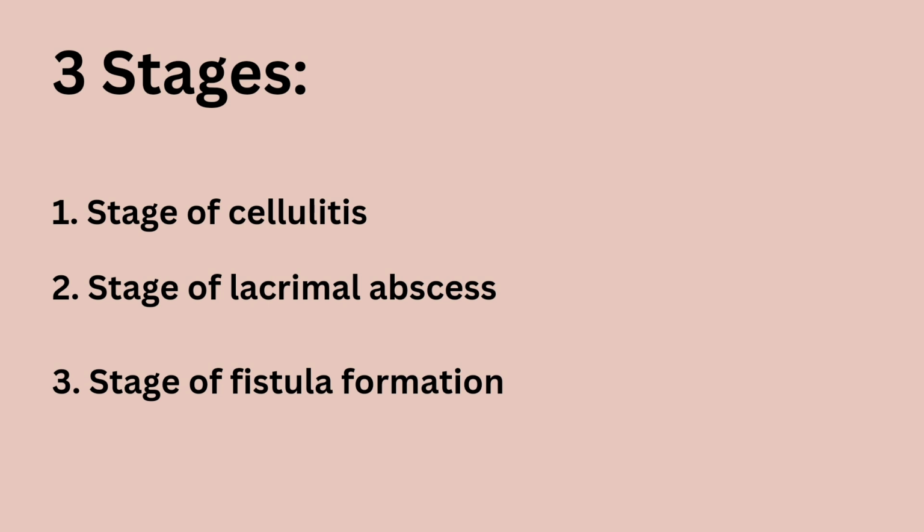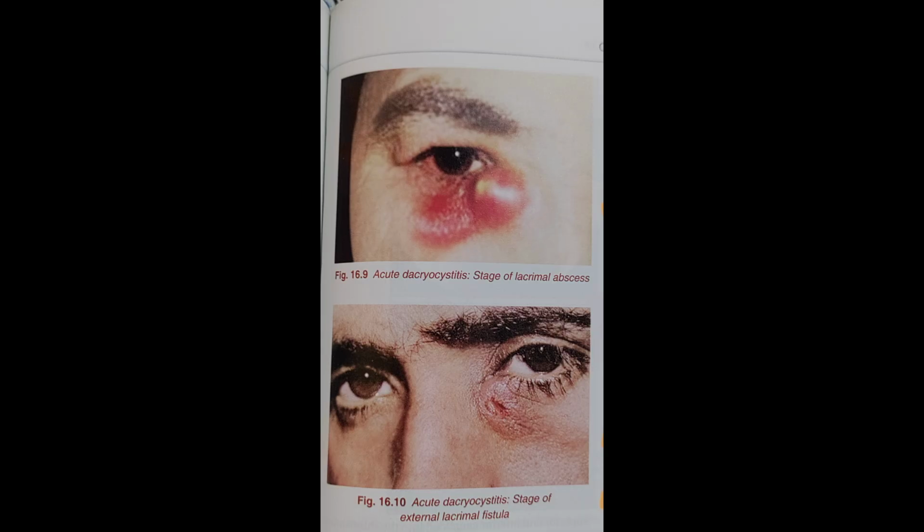Remember friends that the lacrimal abscess usually points below and to the outer side of the sac because of gravity and the presence of medial palpebral ligament in the upper part. This picture shows the second and the third stage of acute dacryocystitis, that is the stage of lacrimal abscess being the first one and the stage of fistula formation the second one.